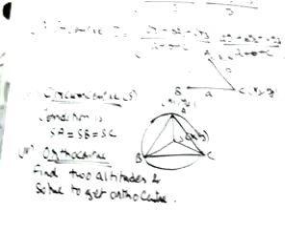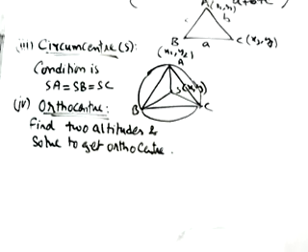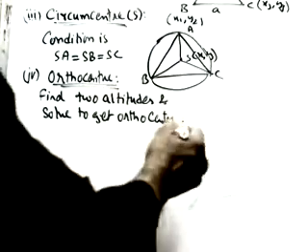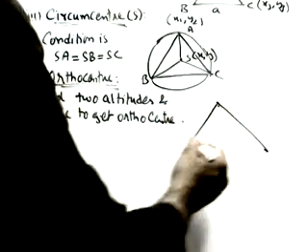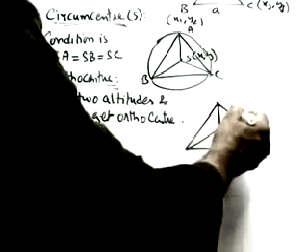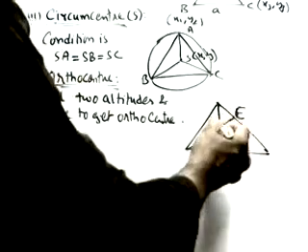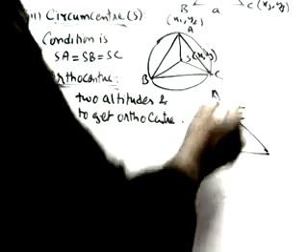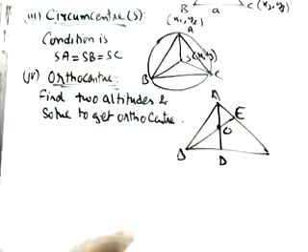Now, what about the orthocenter? Altitudes. We have to find two altitudes and solve them to get the orthocenter. Suppose this is a triangle, let one altitude be AD and another altitude be BE. If we solve AD and BE, we get the orthocenter. For the complete procedure, you see the problems.